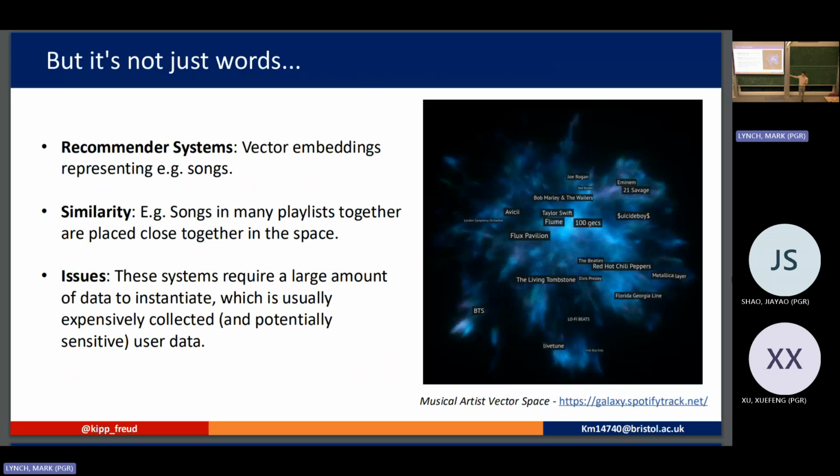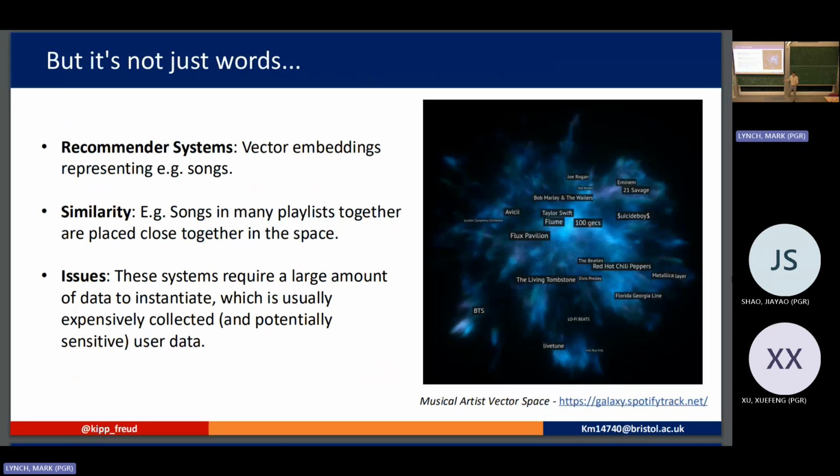So this was made using the Spotify 1 million playlist, which is a publicly accessible data set of over 1 million playlists of Spotify users. So it's a huge amount of data, would be very, very expensive to collect. And we don't know that all of the users of Spotify would be happy with their data being used in this way. It took a huge amount of data to create this vector space.